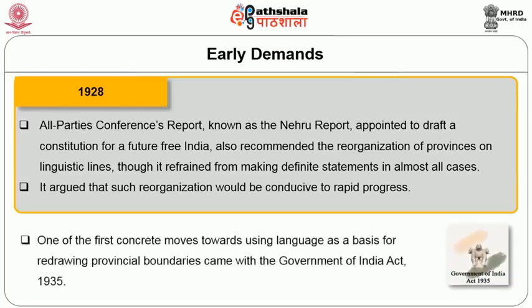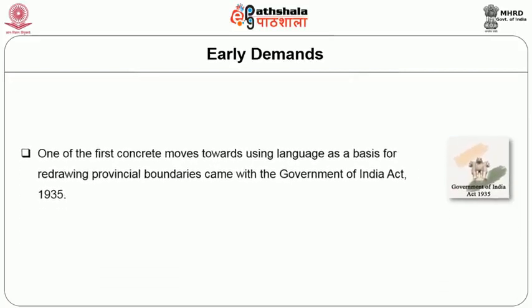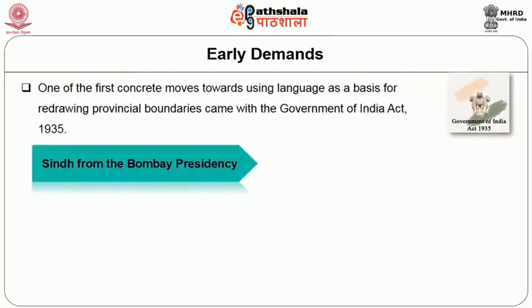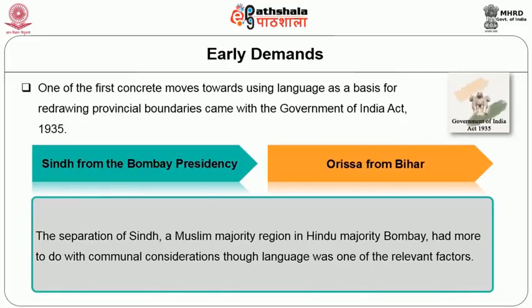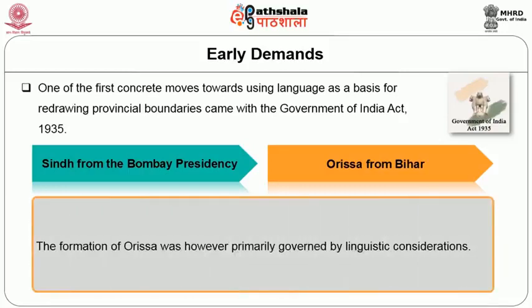One of the first concrete moves towards using language as a basis for redrawing provincial boundaries came with the Government of India Act 1935. It separated Sindh from the Bombay Presidency and Orissa from Bihar to form separate provinces. The separation of Sindh, a Muslim majority region in Hindu majority Bombay, had more to do with communal considerations, though language was one of the relevant factors. The formation of Orissa was, however, primarily governed by linguistic considerations.